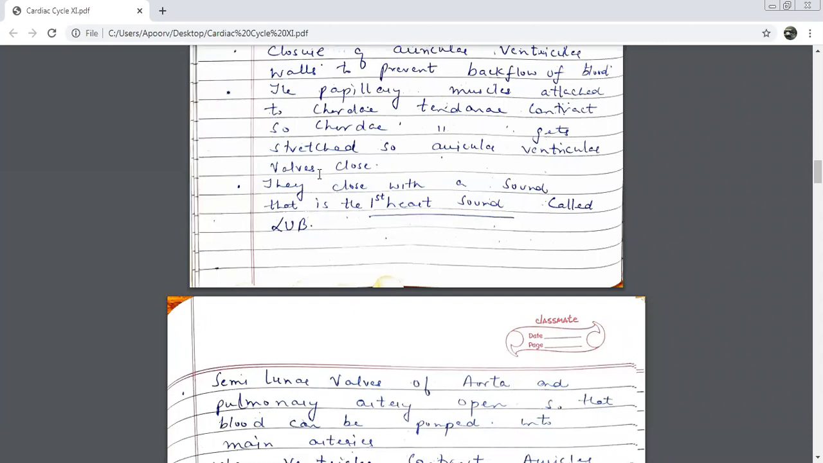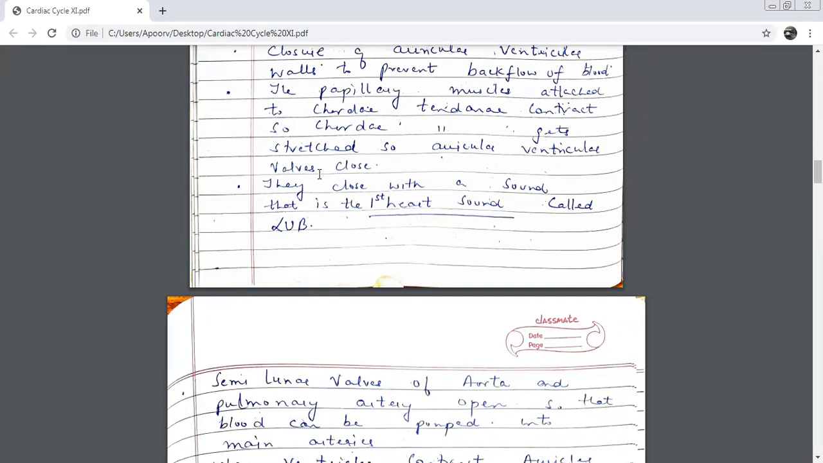The papillary muscles attached to the chordae tendineae contract. What were the papillary muscles? Let me see if you remember. When we had drawn the walls of the auricles and ventricles, which walls were having ridges and grooves? Ventricle walls. And the higher ridges or grooves were known as? Chordae tendineae.